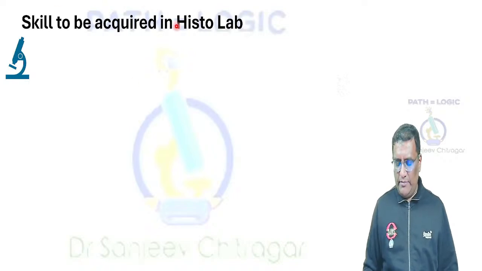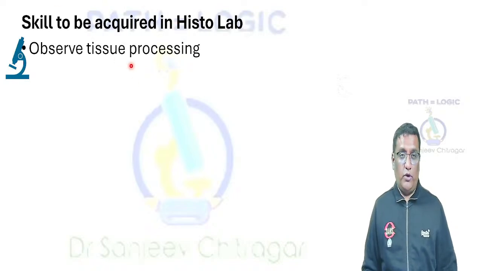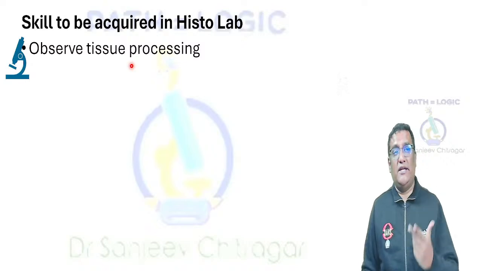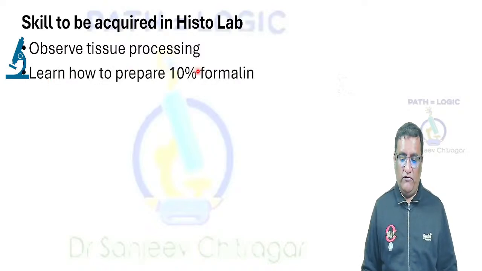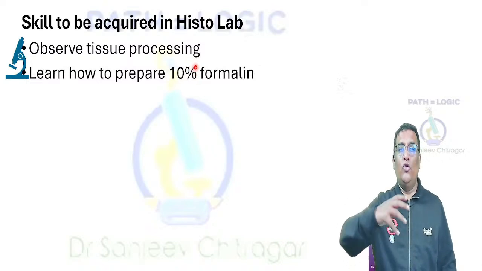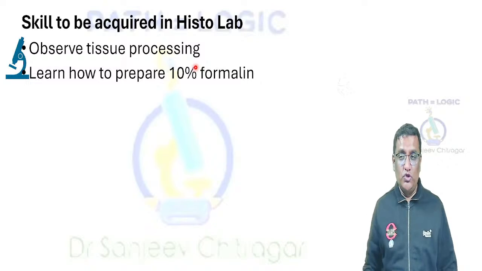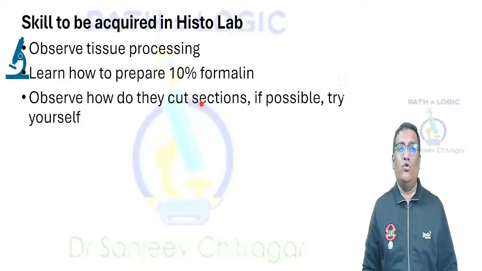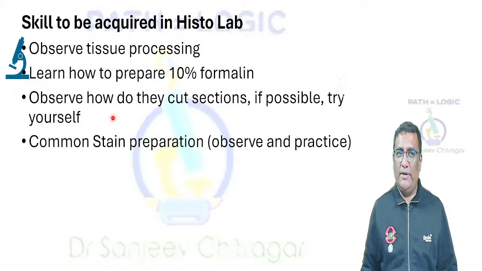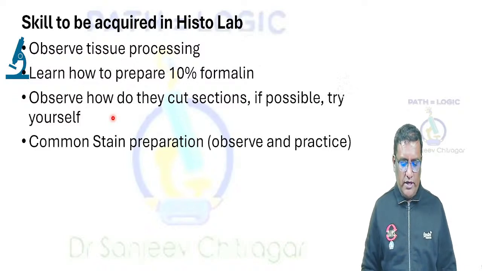In the histo lab, that is histotechnics, observe the tissue processing, what exactly each step does in tissue processing, that you should be knowing. Learn how to prepare 10% formalin all by yourself. This is important. I mean, not that you're going to make formalin in the future, but yes, you need to know how it is done. Try to observe how they cut sections. If possible, try yourself. Again, it is just a way of learning things. You're not going to practice this in future, by the way, but still try to know that.